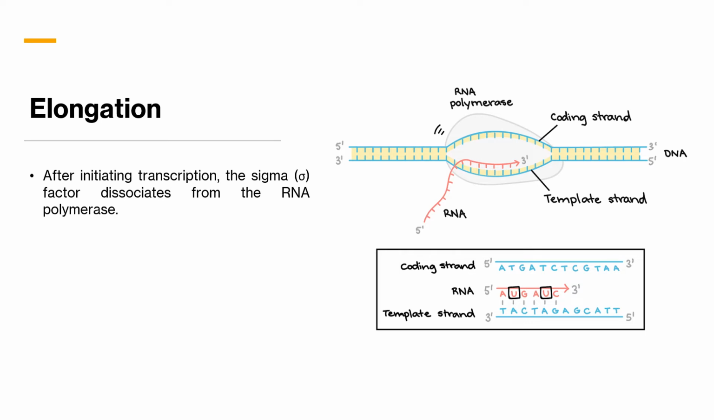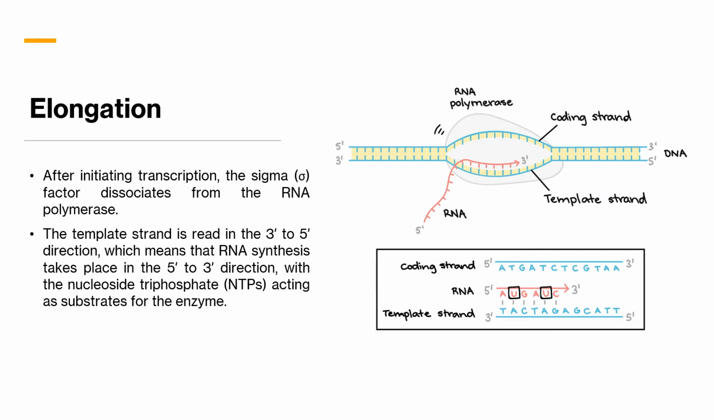Elongation. After initiating transcription, the sigma factor dissociates from the RNA polymerase. The template strand is read in the 3' to 5' direction, which means that RNA synthesis takes place in the 5' to 3' direction, with nucleoside triphosphates acting as the substrate for the enzyme.